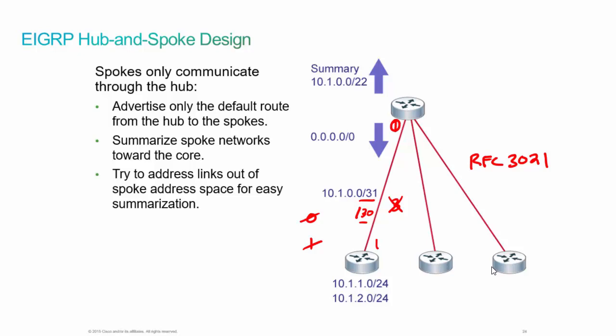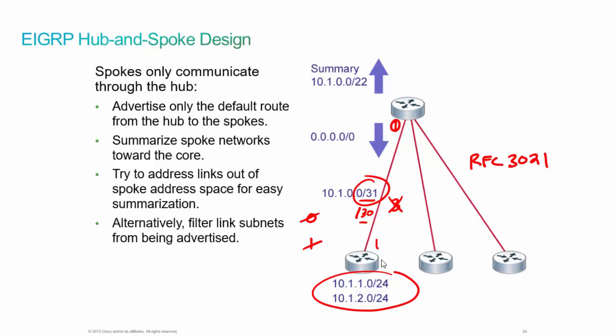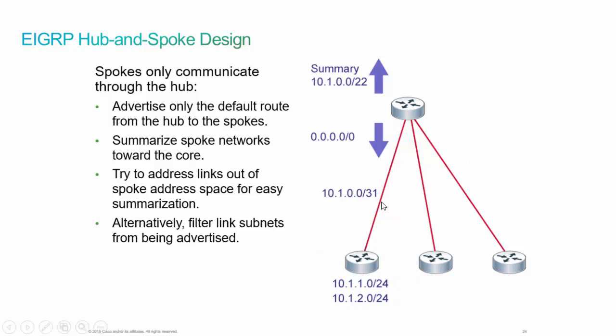So we want to try to address the links out of that address space that comes from our spokes using a /31 address space. That's going to help us to conserve our address space. It's going to make it easy for us to summarize as well. And then alternatively, we could just filter the link subnets from being advertised. We don't necessarily have to advertise those link subnets there. So that's a look at EIGRP hub and spoke design.